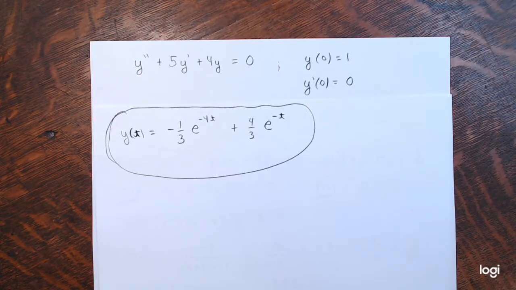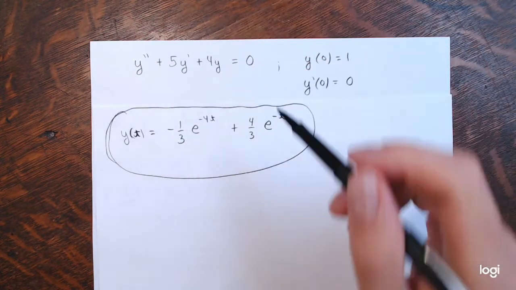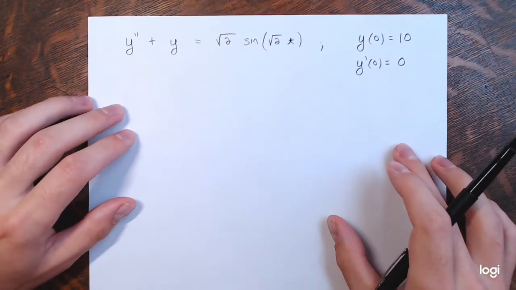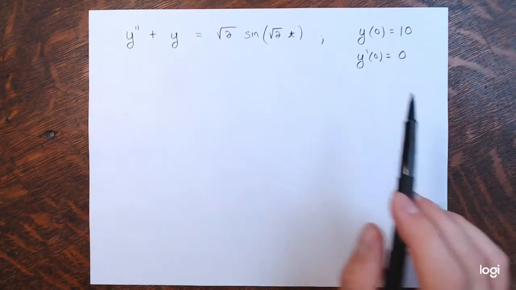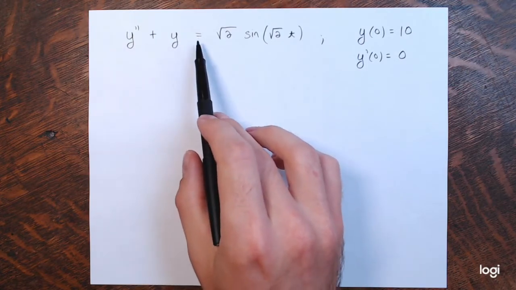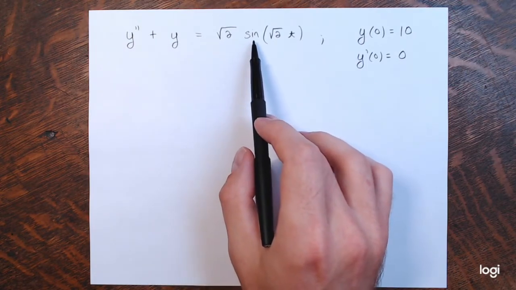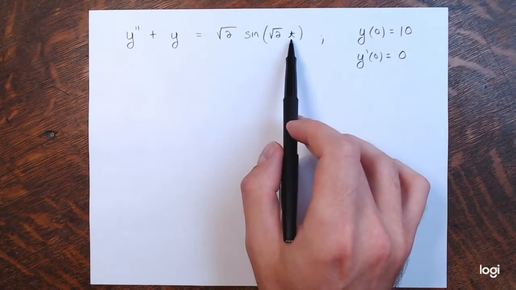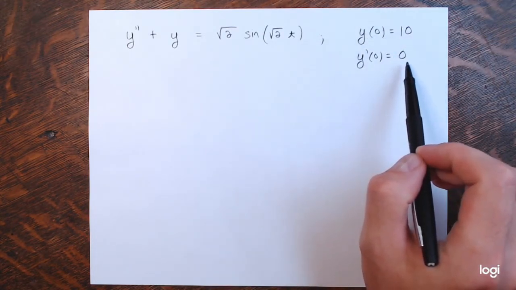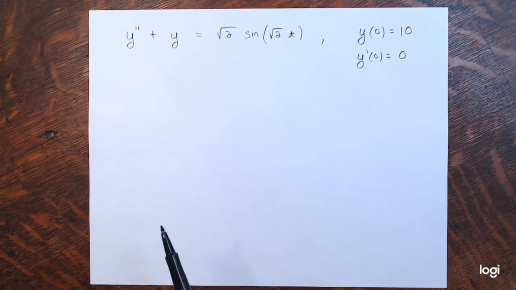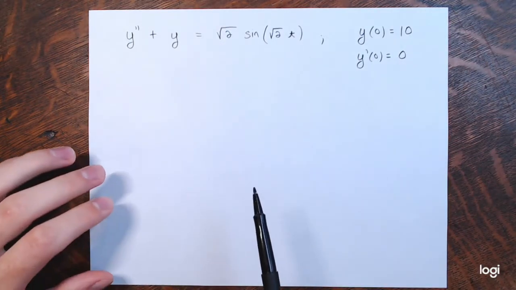All right, so I've just got one more, another second order one, but this time I have a non-homogeneous equation for you. All right, so I'm going to say y double prime plus y equals the square root of 2 times the sine of the square root of 2 times t. y of 0 is 10, y prime of 0 is 0. Let's find the function y of t that satisfies this.